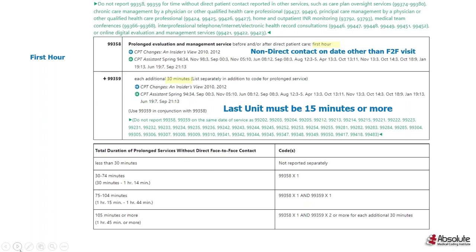I'm loving these charts for prolonged services because they will assure you that you're going to code accurately. So my advice, use the charts when you can. All right, so here they are.